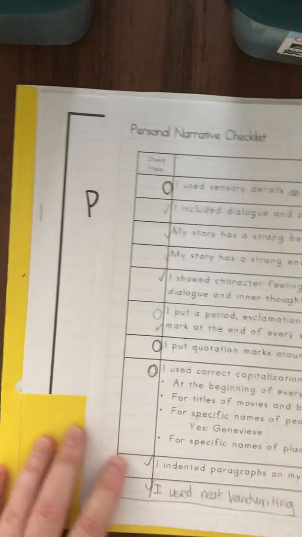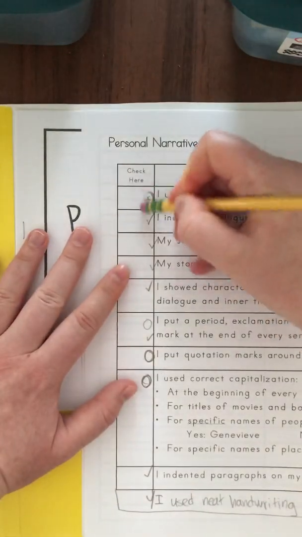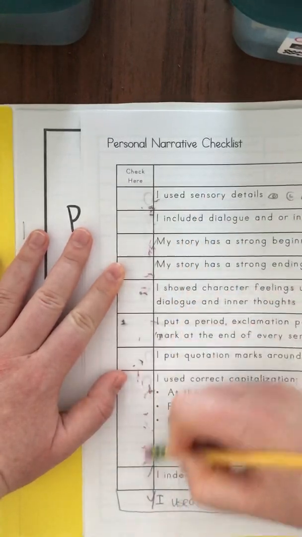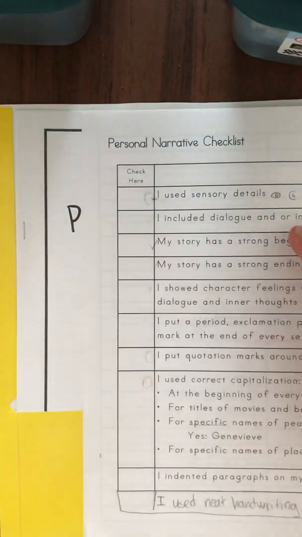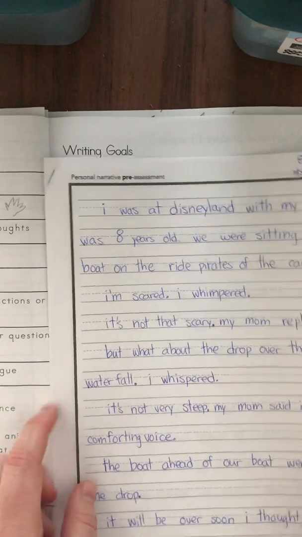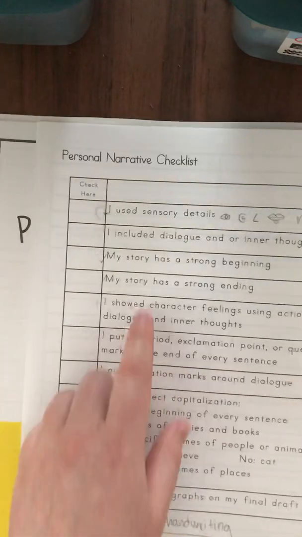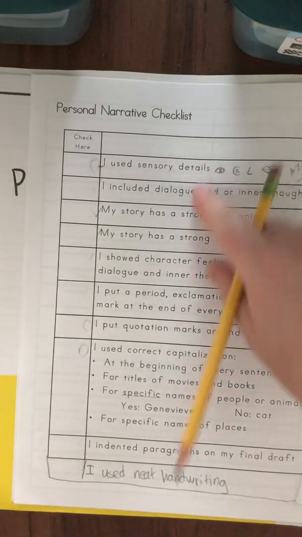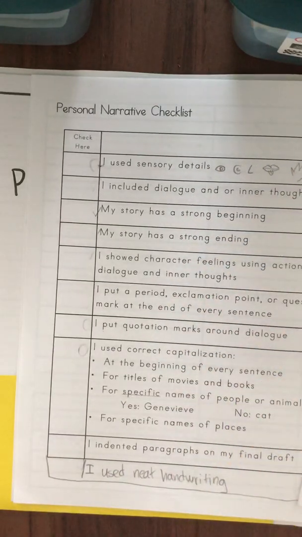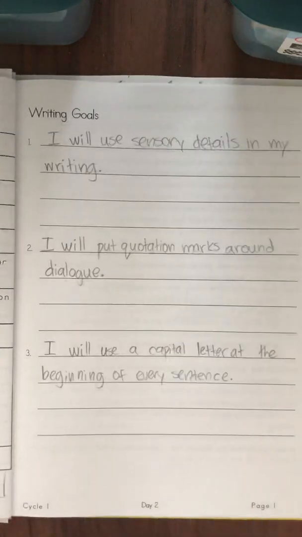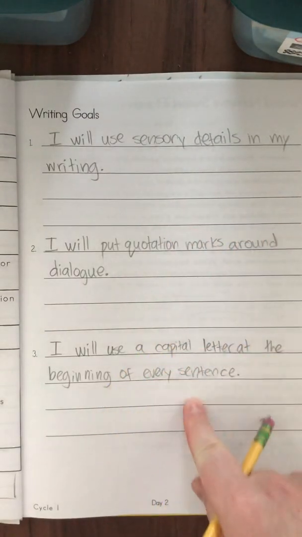Now that I've written down my writing goals, I'm actually going to erase my marks here because I would really like to be able to use this checklist later for my writing without getting confused. So second graders, I want you to take out your pre-assessment and then I want you to read it, look at the personal narrative checklist and think about what are you doing really well and what do you need to work on? And the 3 main things you need to work on are your 3 writing goals, which you'll write down here.